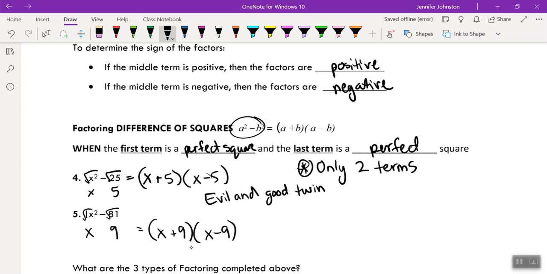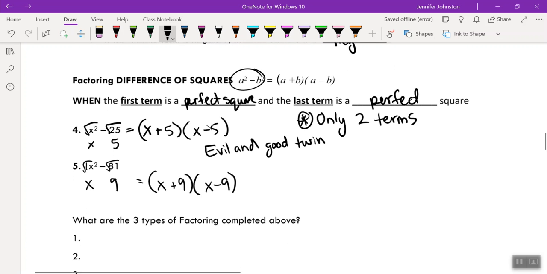Same with this one. So again, there's just 2 terms. There's a 1 in front of there. So the square root of 1x squared is just x. The square root of 81 is 9. And we get our evil and good twin: x plus 9 and x minus 9. It doesn't matter which one comes first. We can see that these are difference of squares. Why is it a difference? Because we have minuses in here. They're both squares because they're square rootable. The square root of x squared is just x, because the square and the square root reduce each other.